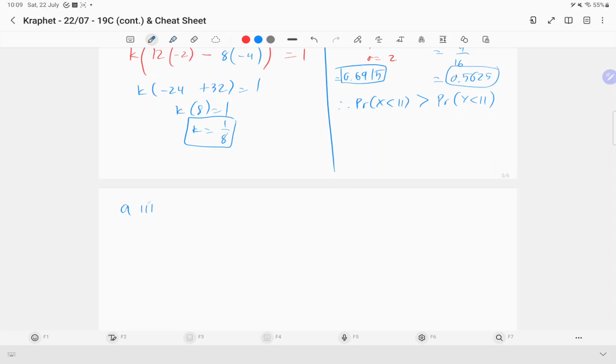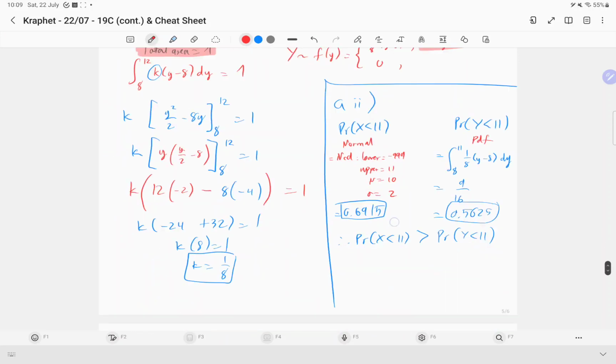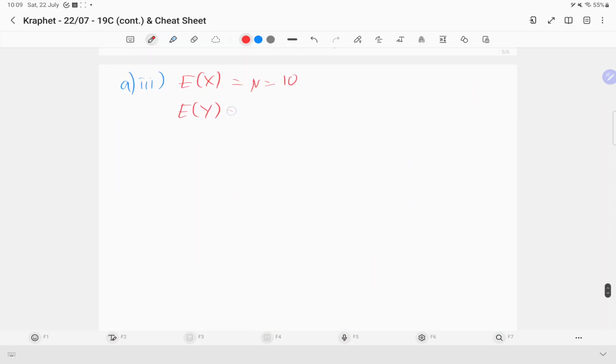X times... Yes, that's right. So we already have the expected value, which is the same as the mean for X, which is 10, right? Now we need to calculate the expected value. So on average, they're asking what is the expected value of X or Y, right? And compare them. Now it makes sense, right? So E of Y is just the same thing.